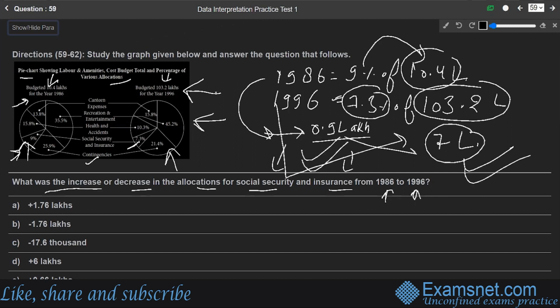So clearly there is an increase. How much is that increase? That is close to 7 minus 0.9 lakh, approximately 6 lakhs only. So this has been the increase. That's what the answer is. Plus 6 lakh becomes the right answer for the very first question.